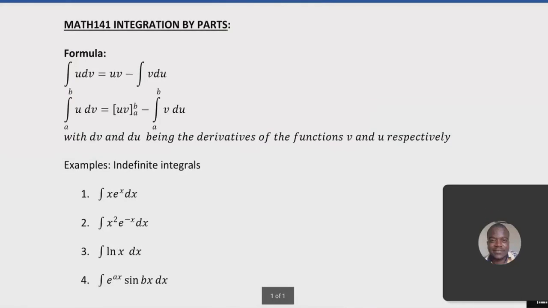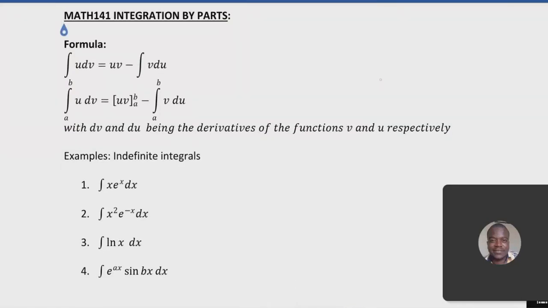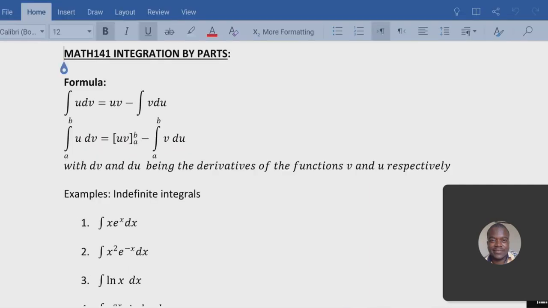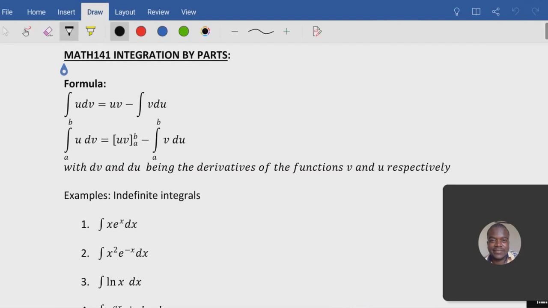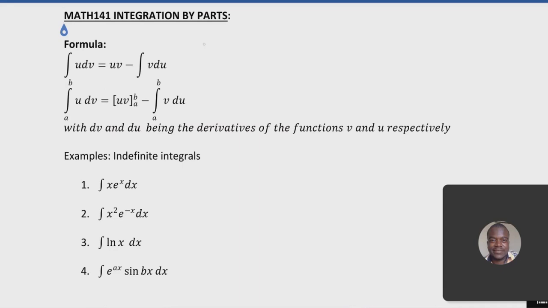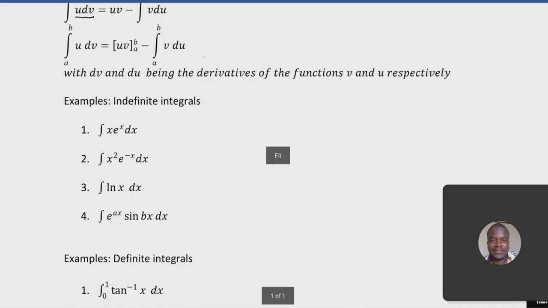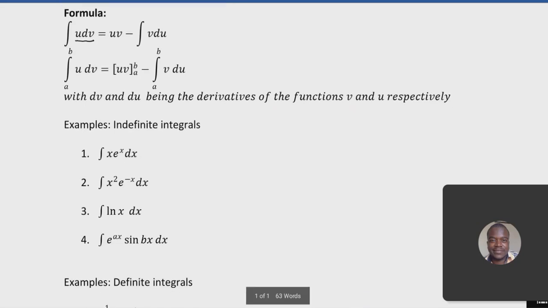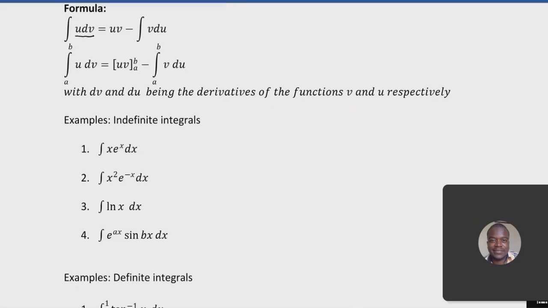In this video, we'll visit a new concept called integration by parts. This concept is just another one of the tools in the arsenal that we have to solve integration problems. The formula is given to us here, and it basically tells us that we have two functions, u and v, being multiplied under the integration sign.